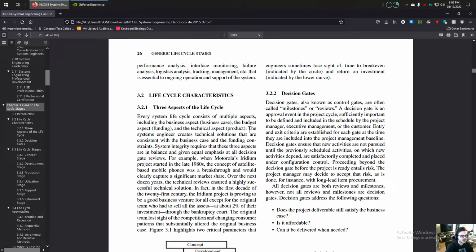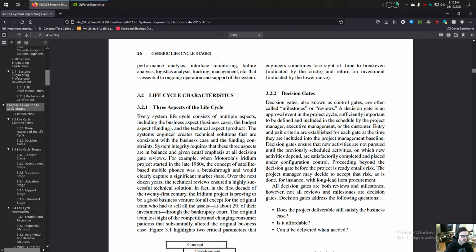Section 3.2.2, Decision Gates. Decision gates, also known as control gates, are often called milestones or reviews. A decision gate is an approval event in the project cycle, sufficiently important to be defined and included in the schedule by the project manager, executive management, or the customer. Entry and exit criteria are established for each gate at the time they are included into the project management baseline. Decision gates ensure that new activities are not pursued until the previously scheduled activities on which new activities depend are satisfactorily completed and placed under configuration control.